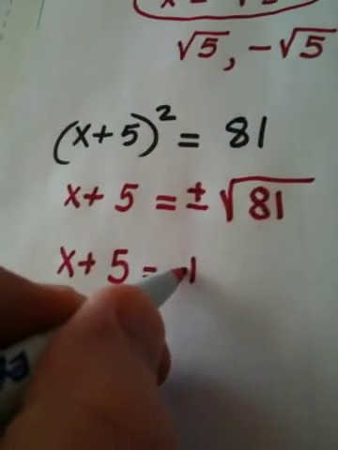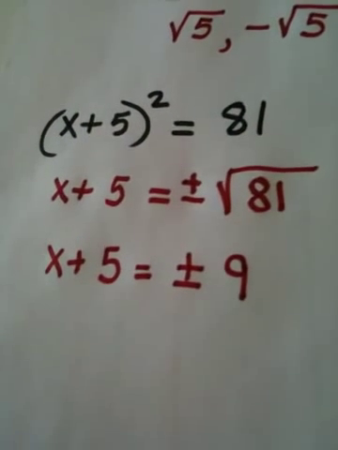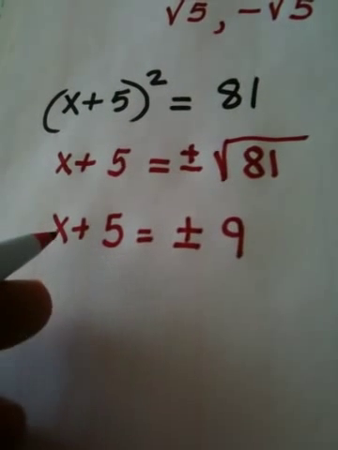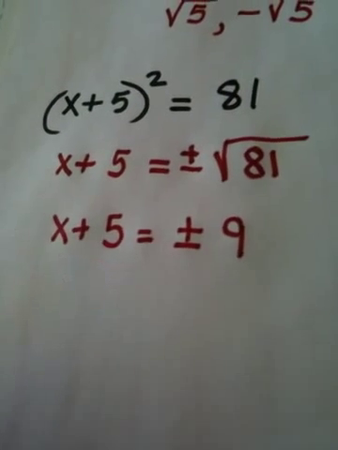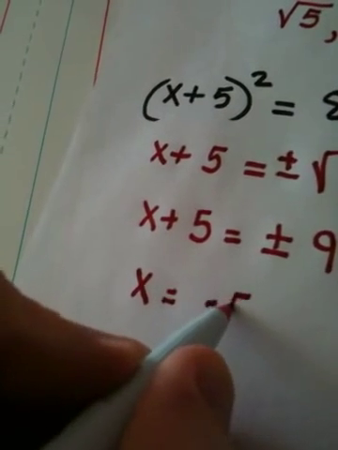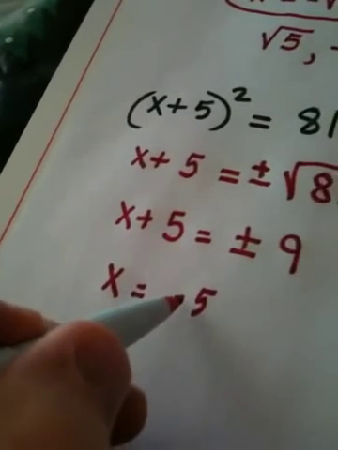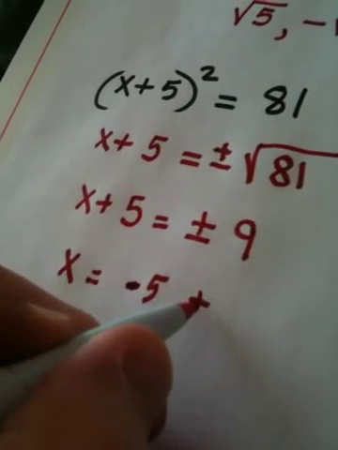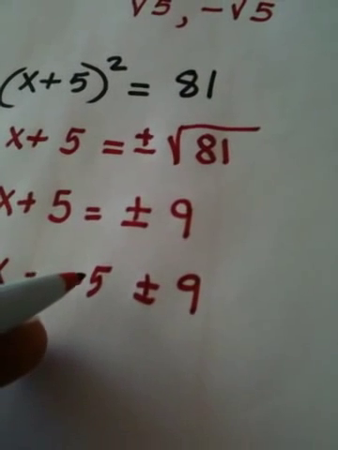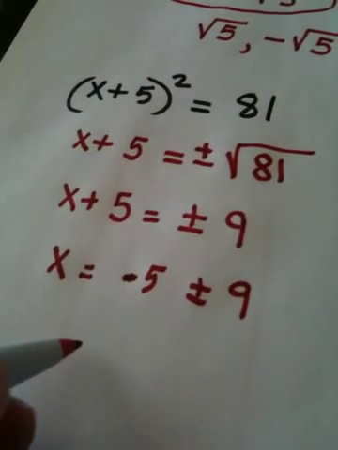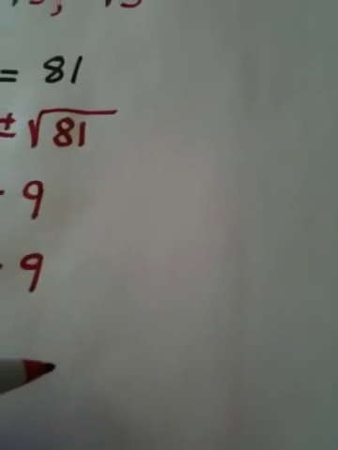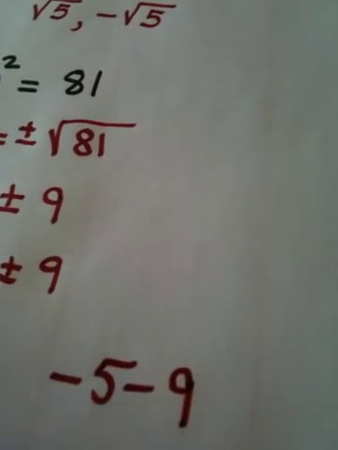Now, as I continue with this equation, this simplifies into plus or minus 9, since the square root of 81 is perfectly 9. A couple things to do to finish. To get x alone, we have to get rid of the 5, so we're going to subtract it. So I'm going to have negative 5 plus or minus 9. And I want you to read this through with me. One answer is negative 5 plus 9. The other answer would be negative 5 minus 9.